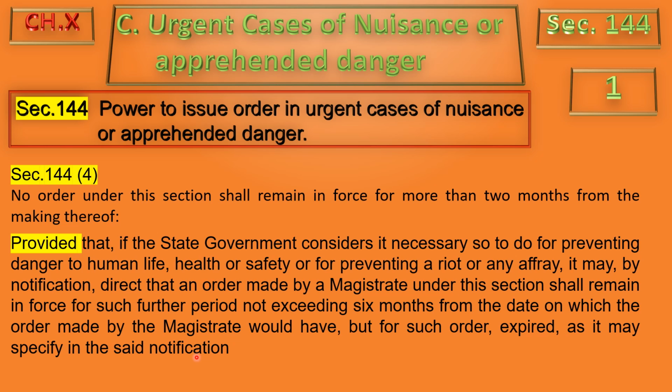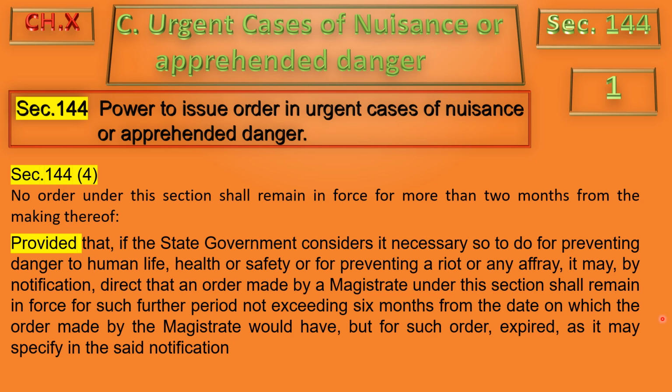Now let's not be confused with it. Subsection 4 of section 144 says any such order shall remain in force only for 2 months from the date when it was issued. But the state government may, if it considers necessary, by notification direct that an order made by the magistrate, which is to be enforced for 2 months, will continue for a period not exceeding 6 months. So, the order of the magistrate, which remains in force for 2 months, can be extended up to 6 months by the order of the state government.